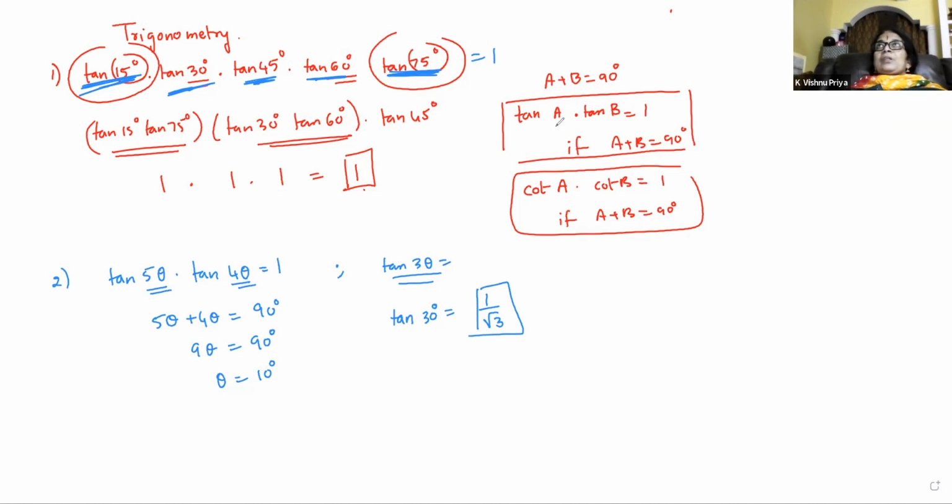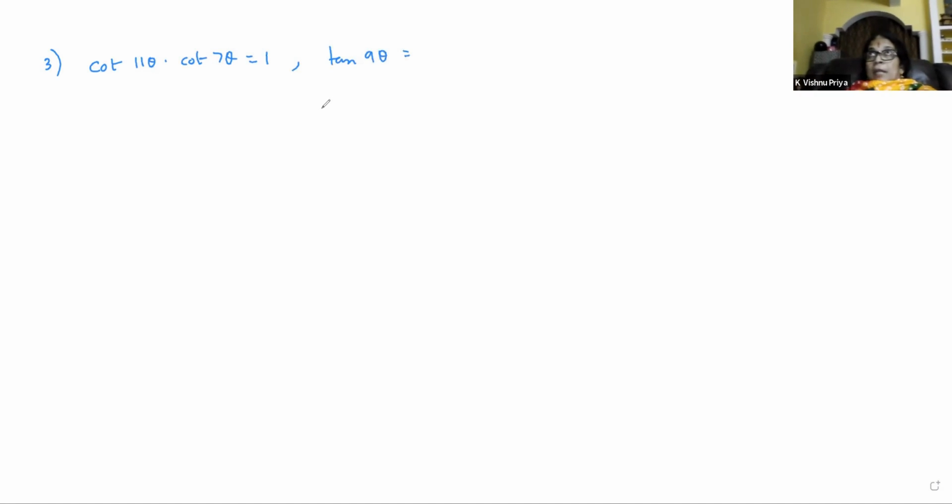Let us go to the next question of the same kind. That is question number 3. Cot 11 theta into cot 7 theta is 1. You have to find what is tan 9 theta. I hope you all can do this with me. By this time, you must be perfect with the shortcut formula.